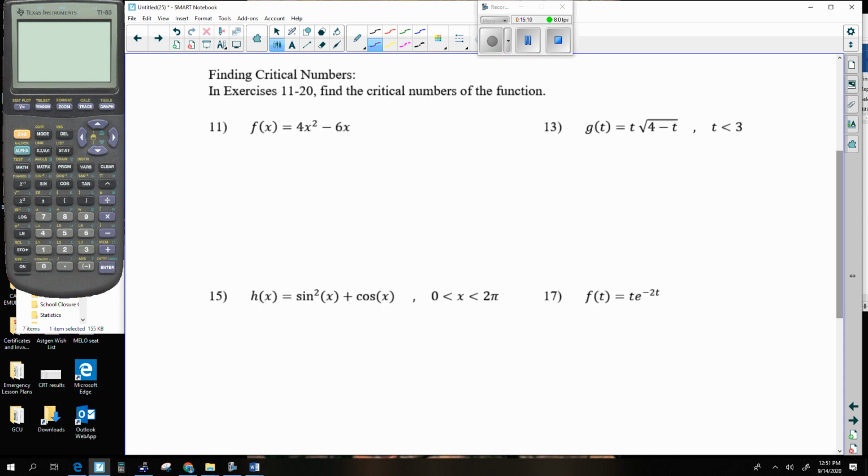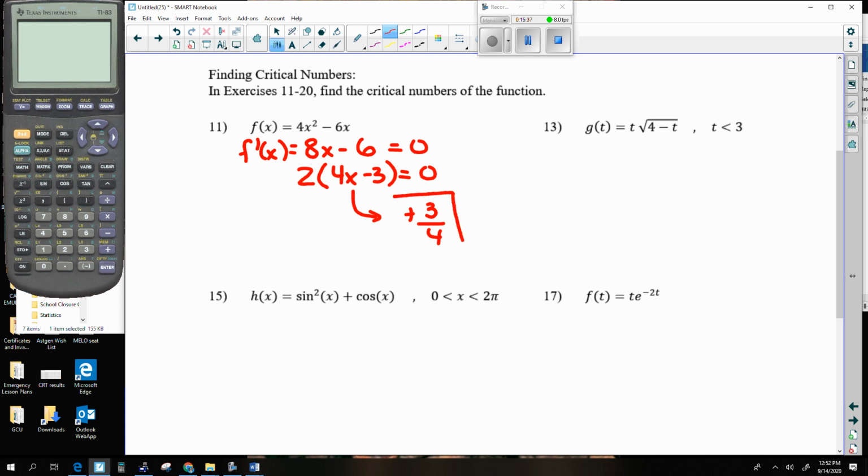Okay, next we're asked to find critical numbers. Again, critical numbers are where derivatives are equal to 0 or undefined. So we start with the derivative. All right, where the heck is this equal to 0? I can take out a 2, so this is 4x minus 3. Thus, this is going to be positive 3/4.